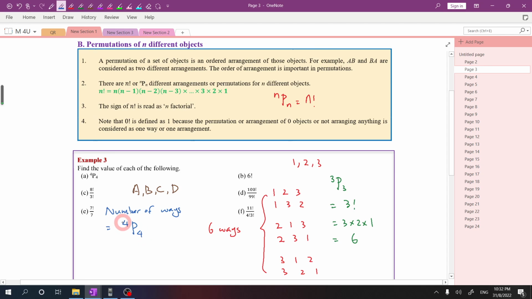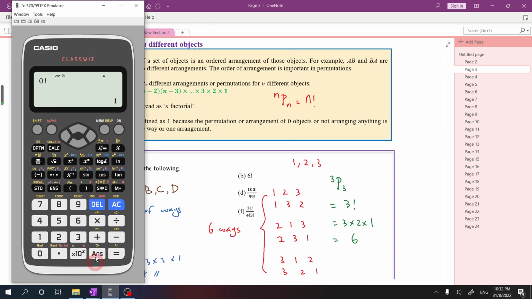4p4. We have 4 objects. We want to use up all of them. So 4p4 is actually equal to 4 factorial. So you can press your calculator, 4 factorial, or 4 times 3 times 2 times 1, which is equal to 24.